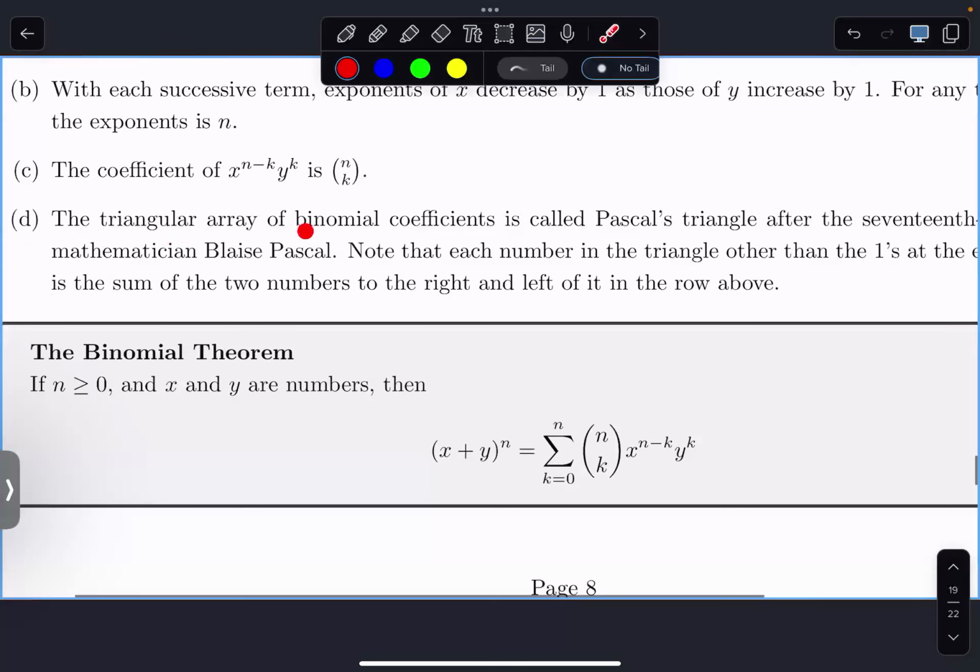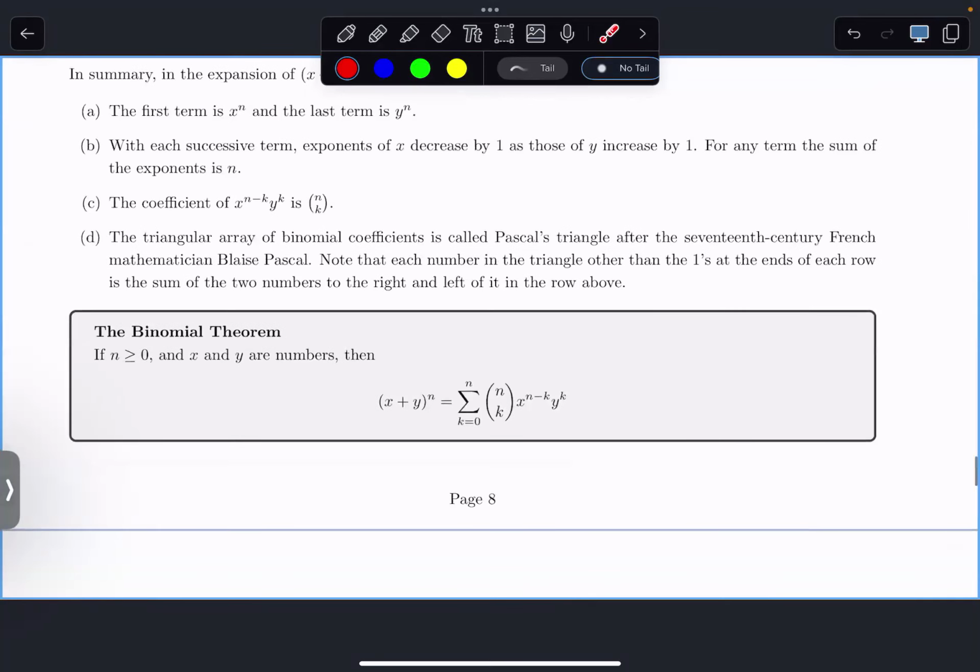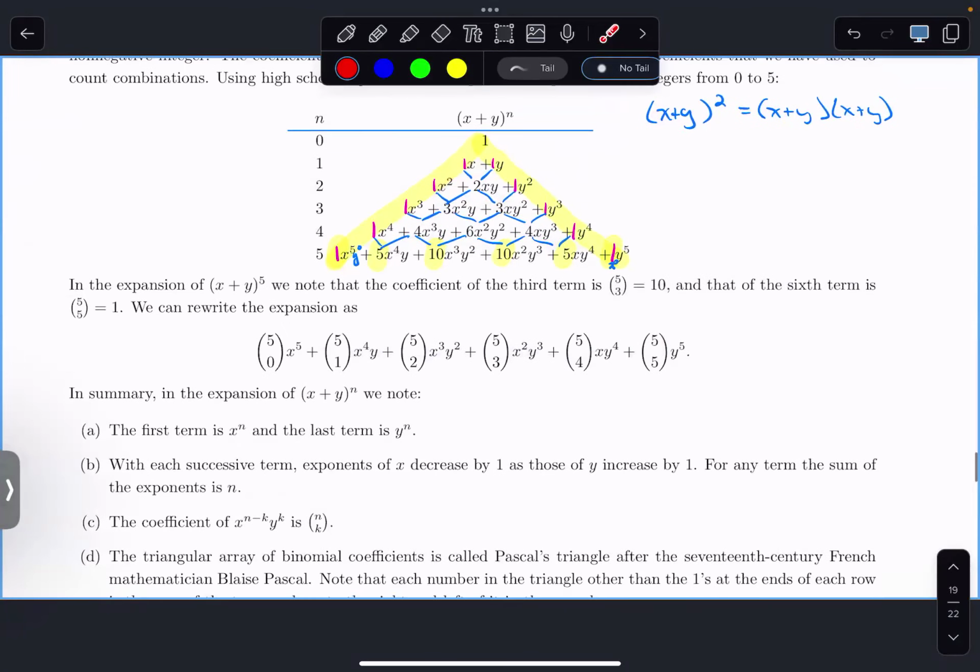And the triangular array of binomial coefficients is called Pascal's triangle, after the 17th century French mathematician Blaise Pascal. And this triangle keeps going and going, and Pascal's triangle just keeps going and going.